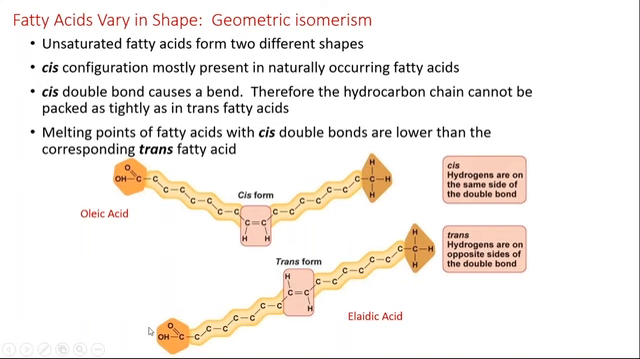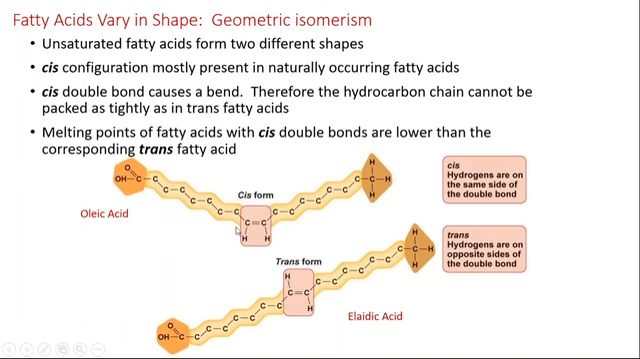So if you look at oleic acid, recollect oleic acid is C18 with a single double bond. It is 18:1. So in the 18:1, if you look at the double bond, the hydrogen atoms attached to the carbon are on the same side of the double bond.